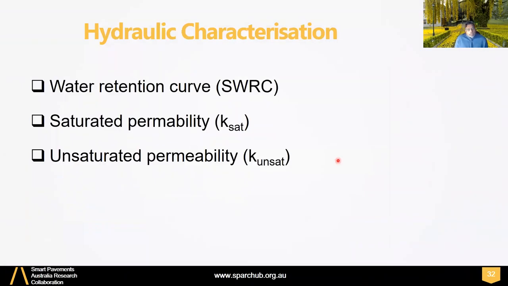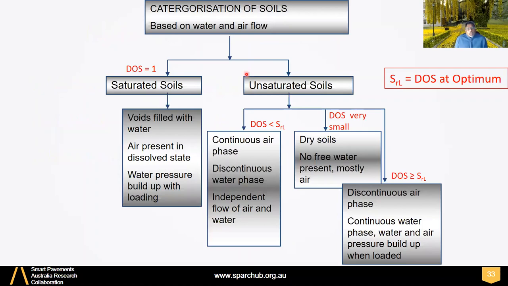So, hydraulic characterization. Because water is the primary factor which can affect the performance of granular and subgrade materials, it's important to understand how it affects them. And two parameters are the water retention curve and the permeability. So we can categorize the water flow of soils in this fashion.